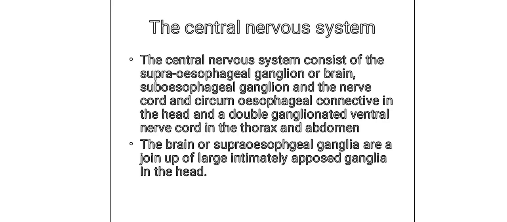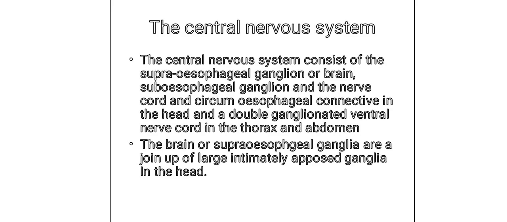The supraoccipital ganglion and suboccipital ganglion are connected with a nerve cord known as the circumoccipital commissure, which keeps these two connected, as well as connecting the fusion of the two ganglia.